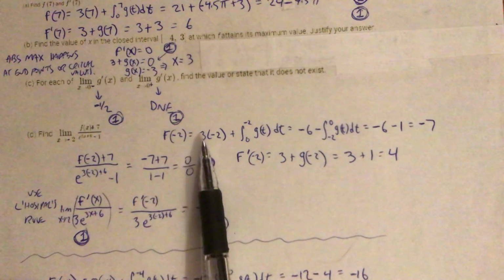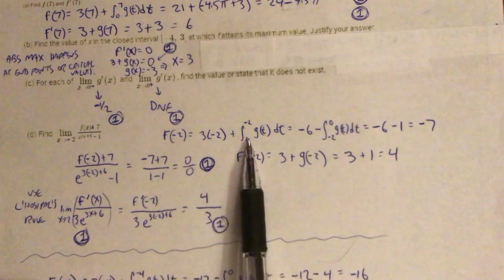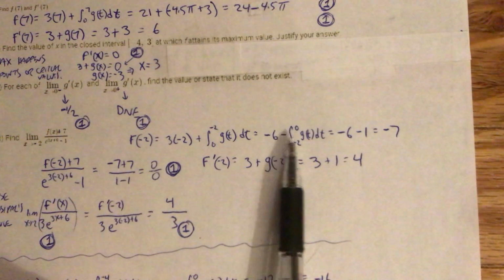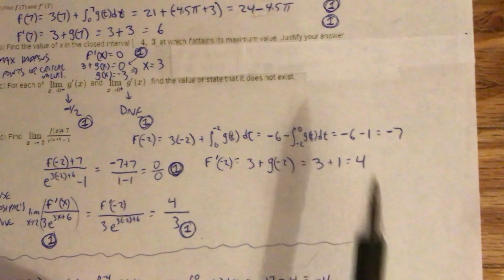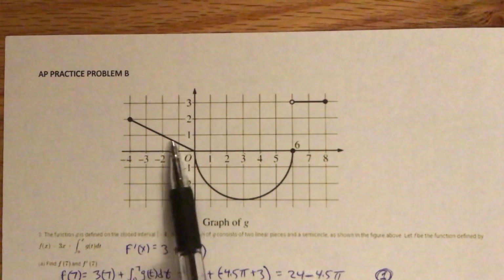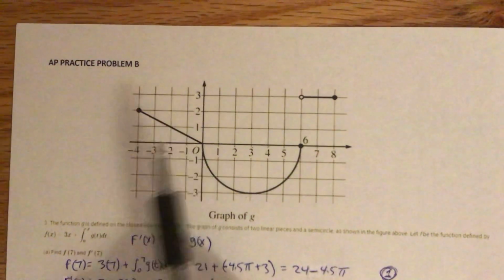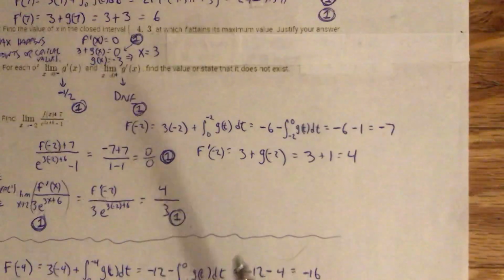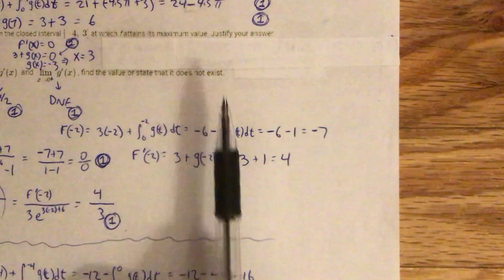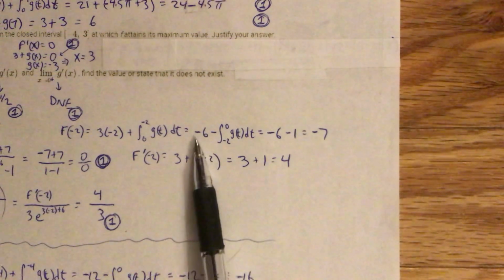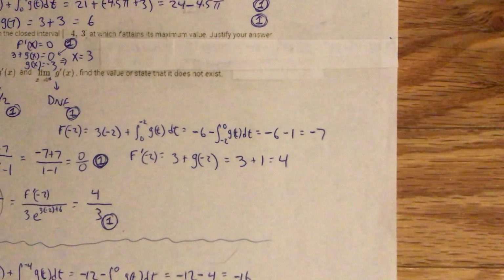F of -2 is 3 times -2 plus the integral from 0 to -2 of g of t dt. I swapped these to make it a minus sign, and I went up to the picture to get the area from -2 to 0. The area from -2 to 0 is this triangle, which has a base of 2, height of 1, 1/2 times 2 times 1 is 1. Since I swapped them, I'm subtracting that 1. So I get -6 minus 1, which is -7.